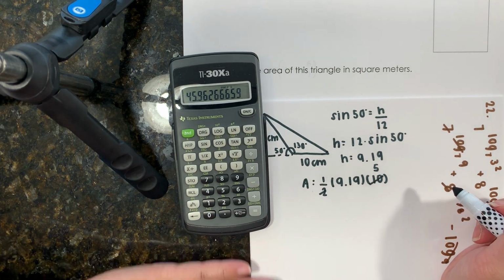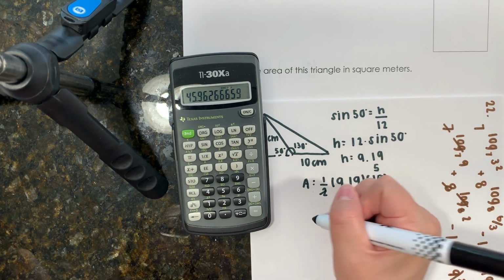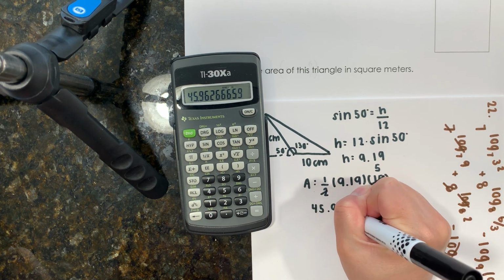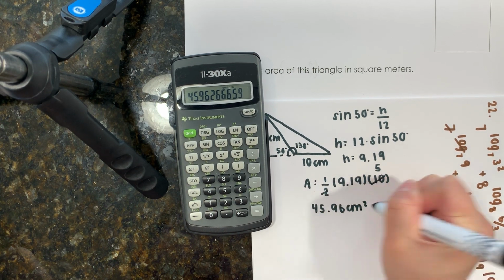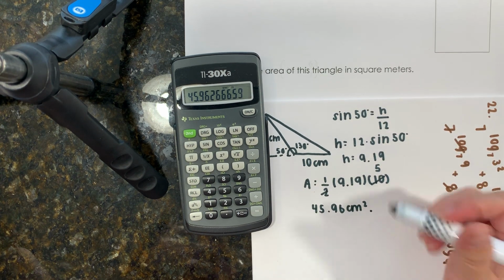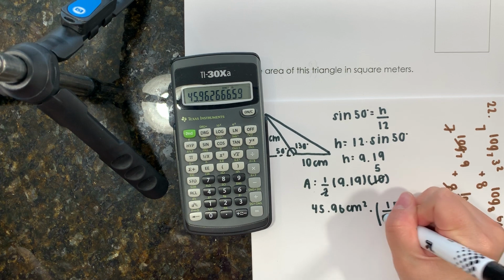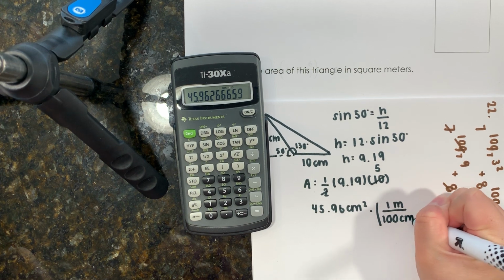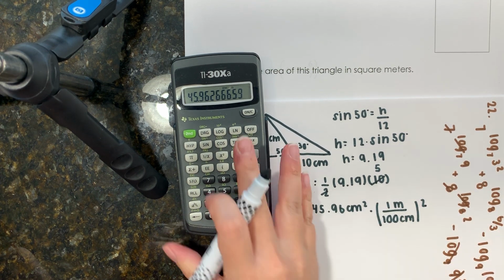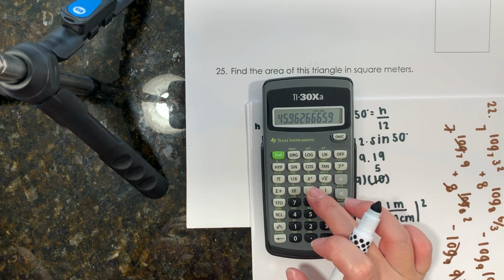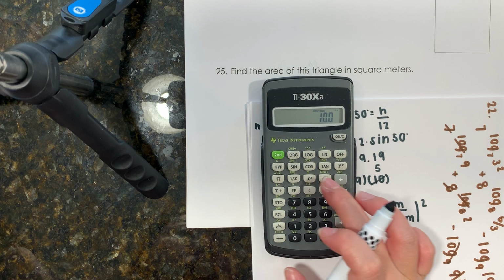But remember that this is in centimeters squared. So this would be 45.96 centimeters squared, but I need this to be in square meters. So I need to convert this, and there's 1 meter in 100 centimeters, but I have to square it. So I'm not only going to divide this by 100, I'm dividing this by 100 squared.